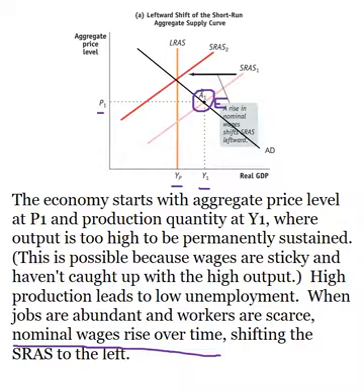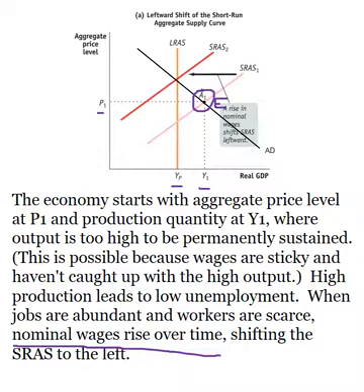I want to clue you into something here. When I start making you explain these, and it's coming, explanations must involve a shifter. There's three things that shift SRAS: commodity prices, nominal wages, and productivity. If your explanation of the shift doesn't include a shifter, you didn't explain it. So we got to connect it through.